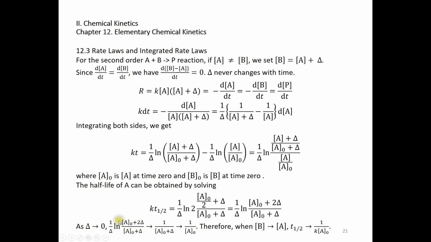Okay, let's get back to this. This part is just 1 plus delta over A naught plus delta. So roughly the logarithm is delta over A naught plus delta. And over here we have 1 over delta, so this whole thing is roughly 1 over A naught plus delta. And this is roughly 1 over A naught. So when delta approaches 0, we have this equation. And K times half-life is roughly 1 over A naught.